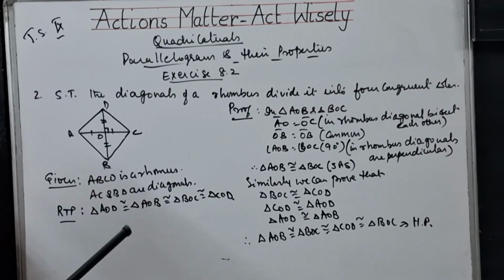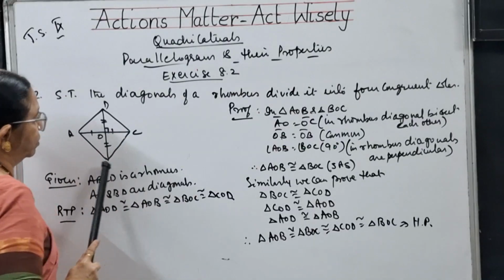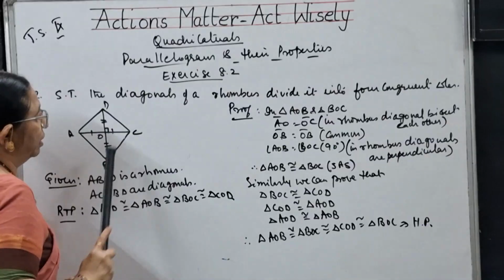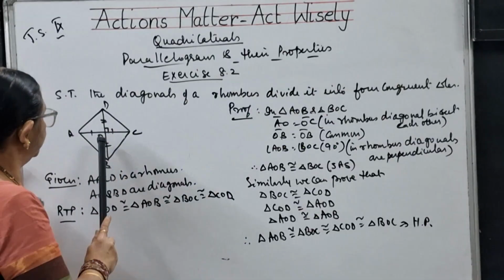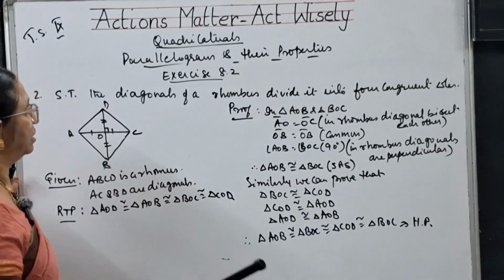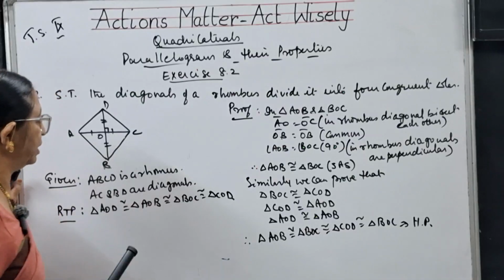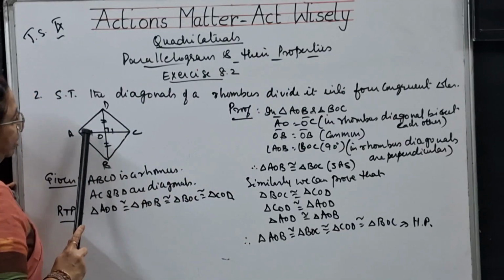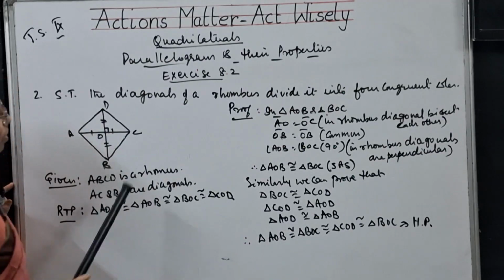So how will you prove? So first I have taken triangle AOB and triangle BOC. In these two triangles, AO is equal to OC because the diagonals are bisecting in a rhombus. At the same time, what else I have taken? OB is equal to OB, that is common, and angle AOB is equal to angle BOC, 90 degrees, because the diagonals are perpendicular to each other. So basing on side angle side property, these two triangles are congruent.